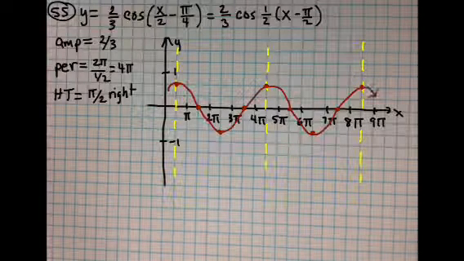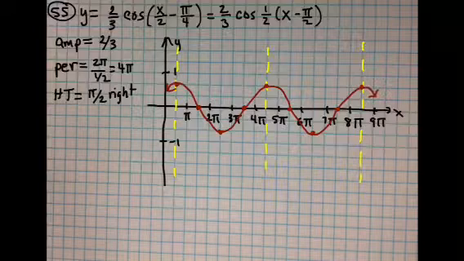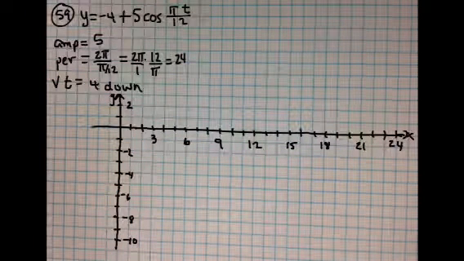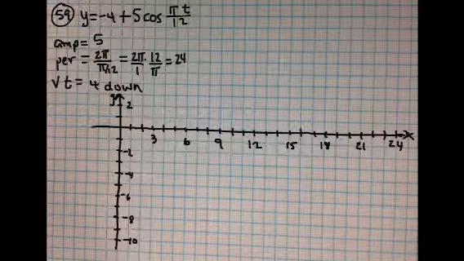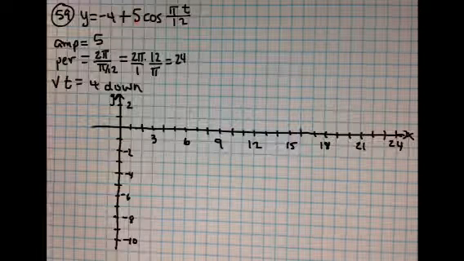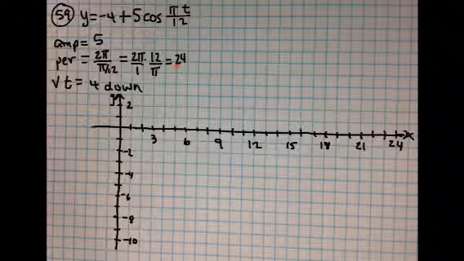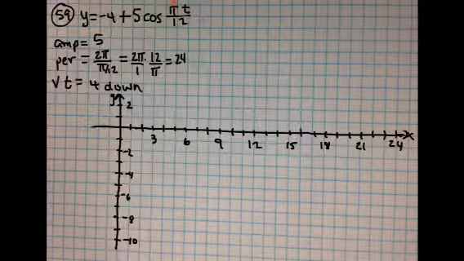And you're done. Okay, so here's the graph ready for graphing. I mean the equation. So y equals -4 plus 5 cosine pi t over 12. The amplitude is 5. We get that from here. The period is 24. We get that by taking the b value, which is pi over 12, putting it down here and simplifying.